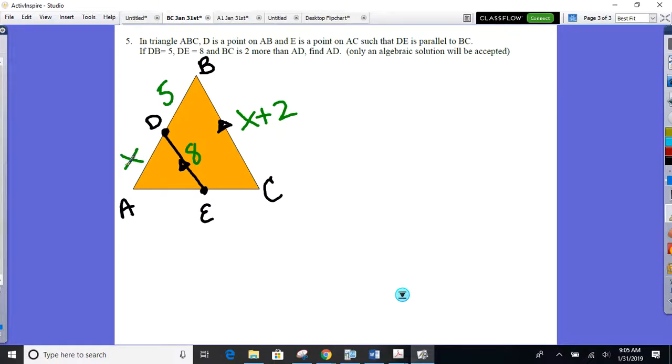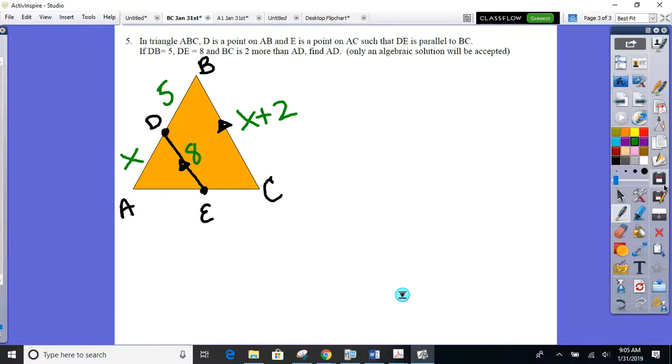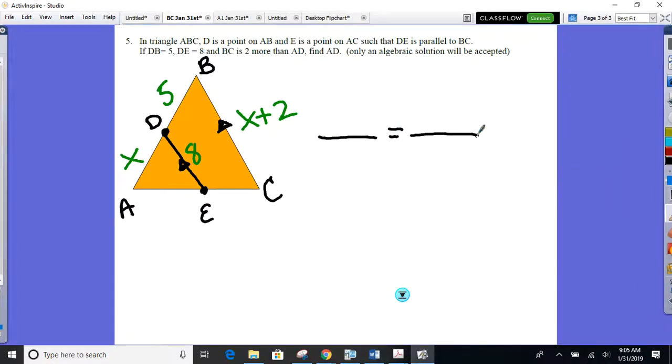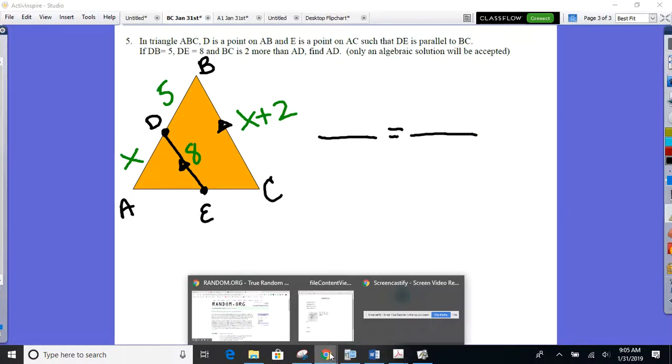Everyone ready? Full sides only when you write this proportion. Full sides only. I shouldn't see 5 in there at all. 5's not a full side. All right. Can you set up a correct one? And side splitter is not usable here because 8 and x plus 2 are the bases.